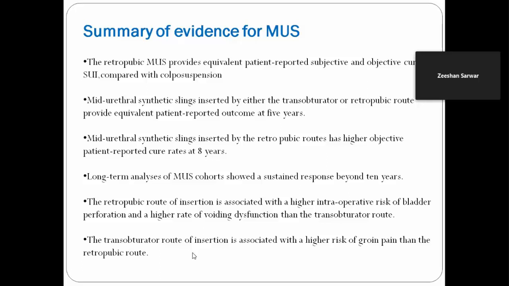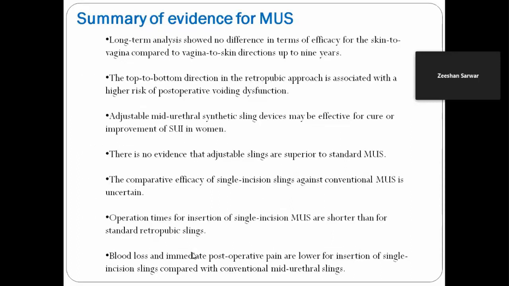And the retropubic route of insertion is associated with higher intraoperative risk of bladder perforation and higher rate of voiding dysfunction than the transobturator route. The transobturator route of insertion is associated with a higher risk of groin pain than the retropubic route. The long-term analysis showed no difference in terms of efficacy for the skin to vagina compared to vagina to skin direction up to 9 years. The top to bottom direction in the retropubic approach is associated with a higher risk of postoperative voiding dysfunction.